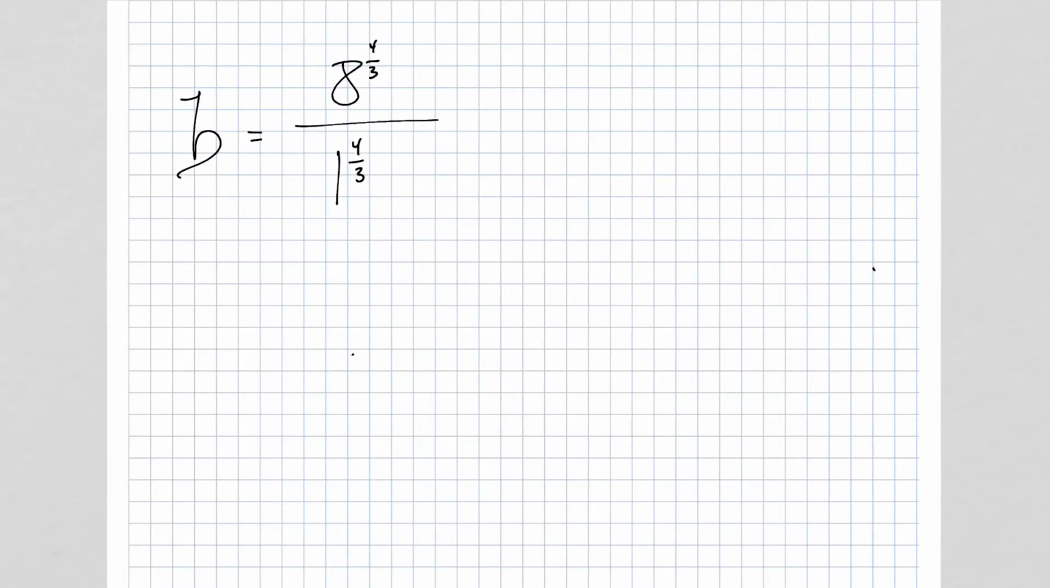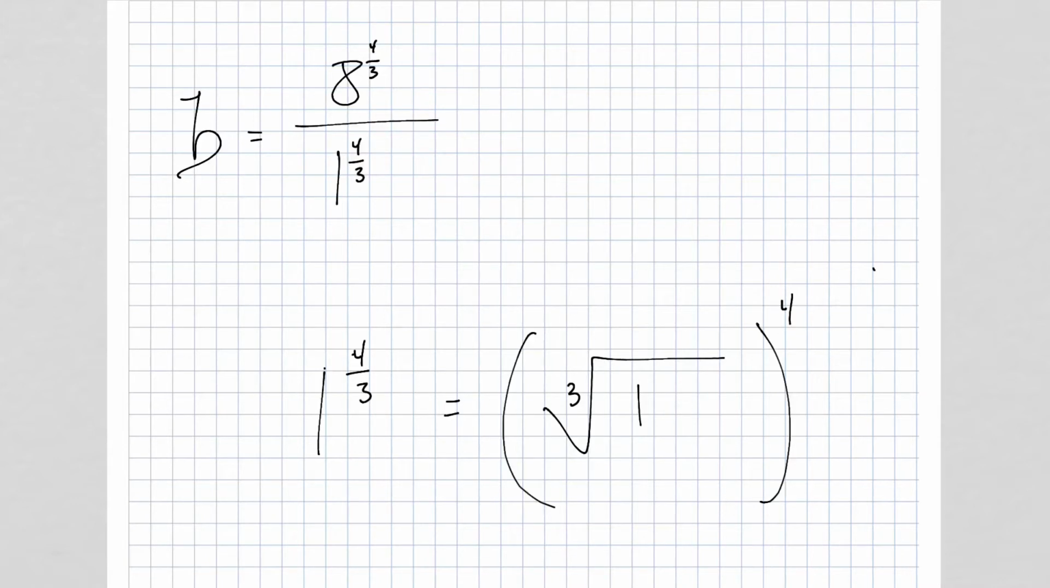So 1 to the 4/3. If you have something that's raised to the 4/3, let's say 1 raised to the 4/3, that equals the cube root of 1 raised to the 4th power. This here is going to be your root. This here is going to be your exponent. So what's the cube root of 1? Cube root of 1 is 1. So then we have 1 raised to the 4th power. What's 1 raised to the 4th power? 1 raised to the 4th power is 1. So 1 to the 4/3 just equals 1. So we could go ahead and erase this and just replace it with the number 1.